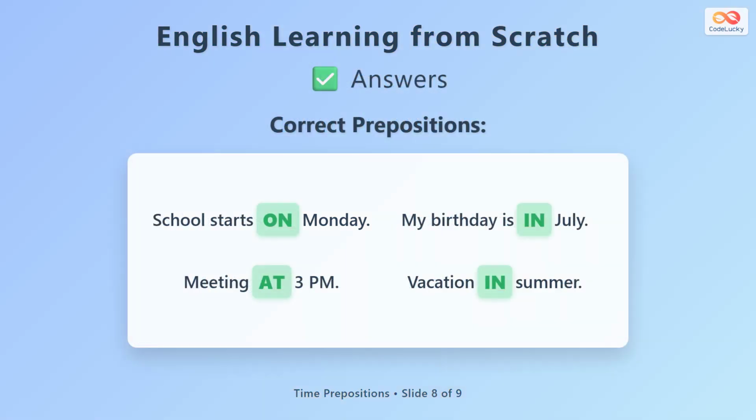Here are the answers. School starts on Monday, my birthday is in July, the meeting is at 3 p.m., and vacation is in summer. Check your answers and repeat them to improve your understanding and speaking skills.